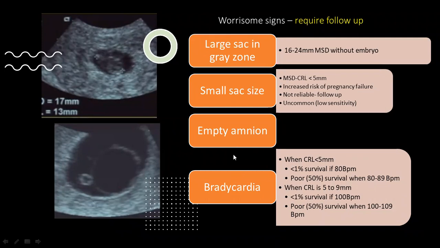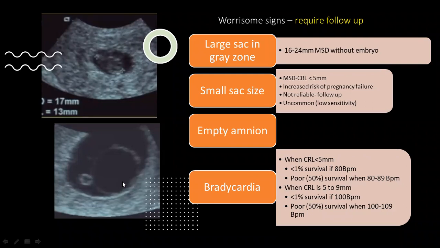Then another worrisome feature is an empty amnion. I think I mentioned it earlier that in an amniotic cavity, we expect to see an embryo inside because this only develops after our embryo is developed. Right? So in between here, we're supposed to see our embryo, as in this case, but we are seeing this big amniotic cavity and there's no embryo. So in most cases, this embryo would have died or resolved.